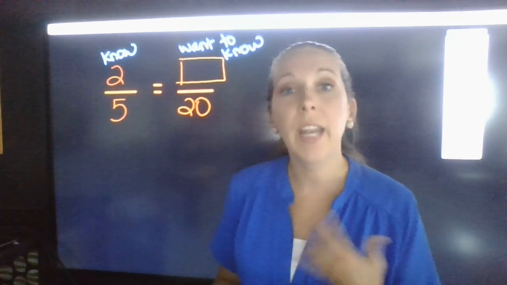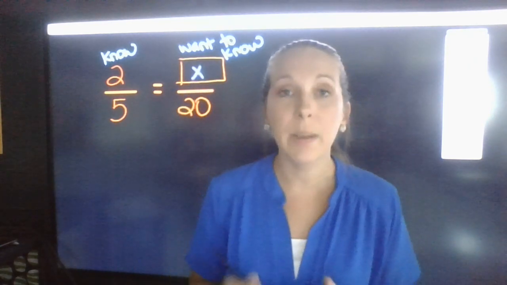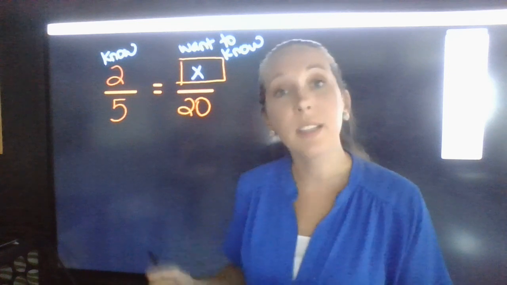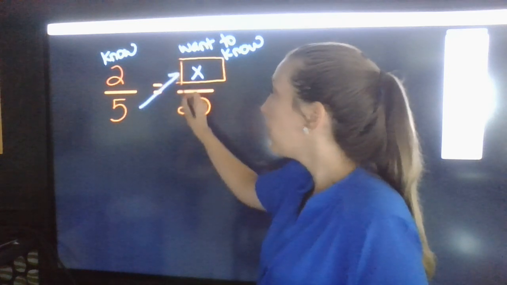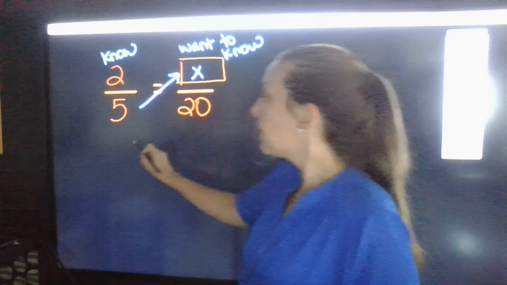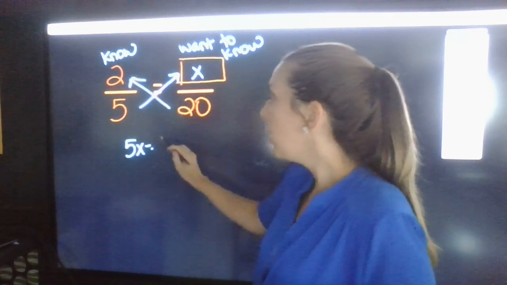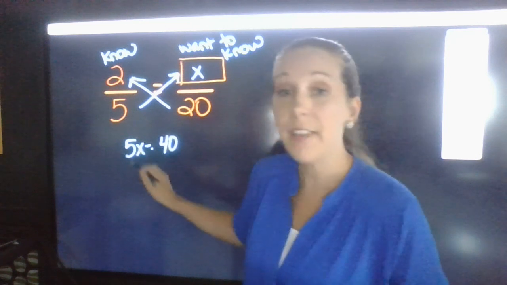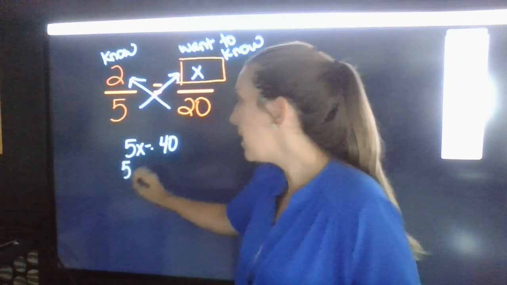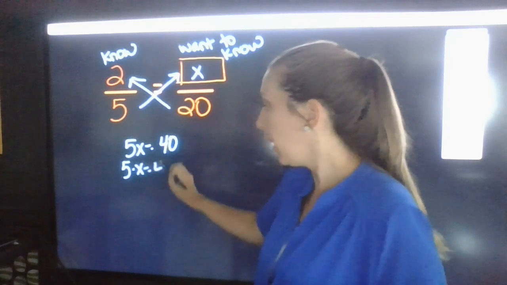Today we're going to look at it as a variable here. A variable is a letter that takes the place of an unknown number. And we're going to solve it using crisscross multiplication. So 5 times x is 5x, and 20 times 2 is 40. Now, what 5x means is 5 times a variable equals 40.